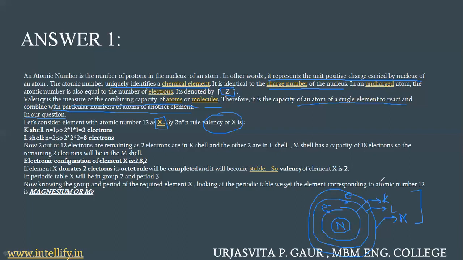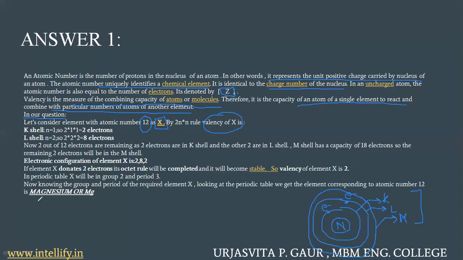Now when we talk about this element which has an atomic number of 12, let us try to find out the electronic configuration of this element. Electronic configuration is nothing but the distribution of electrons in these energy shells, in these energy orbits that we just discussed.